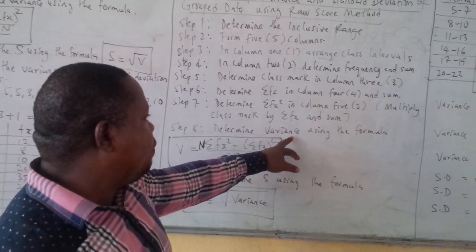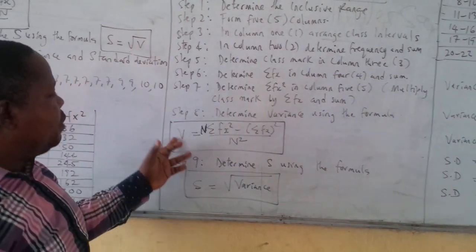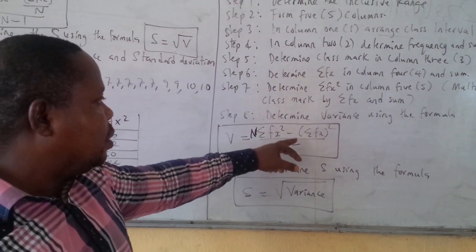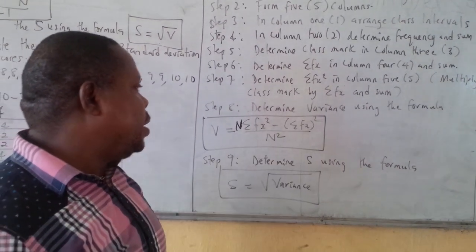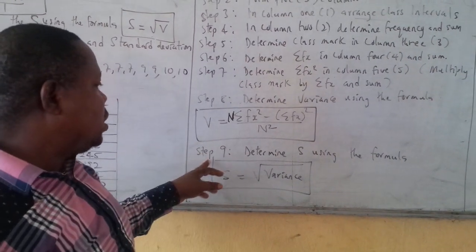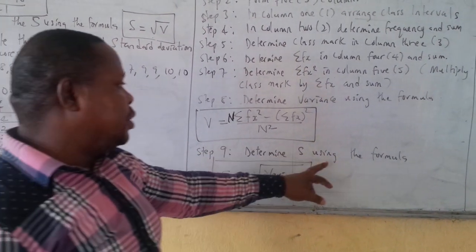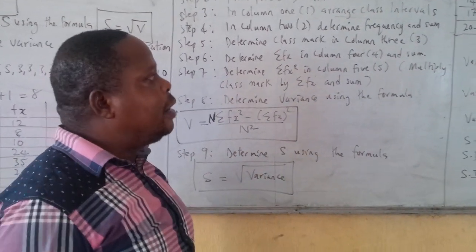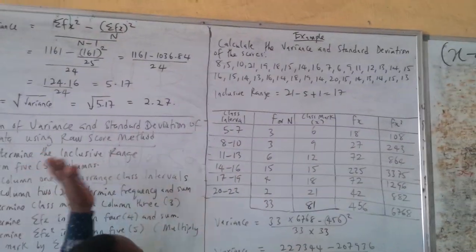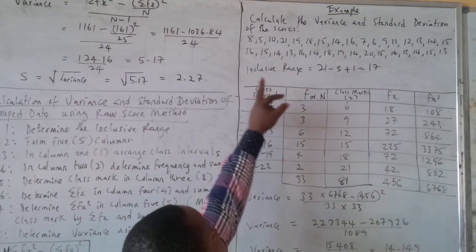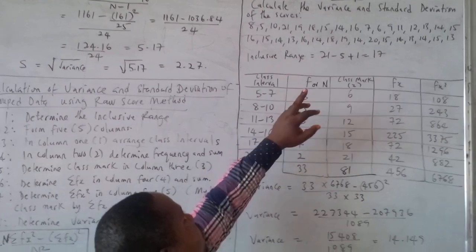Step 8, determine variance using the formula. The formula is that variance is equal to n into sum of fx squared minus sum of fx all squared, all over n squared. That's the formula. And then step 9, determine standard deviation using the formula. Standard deviation equals the square root of variance. Now, there's an example here to portray what we have done. Calculate the variance and standard deviation of these scores.